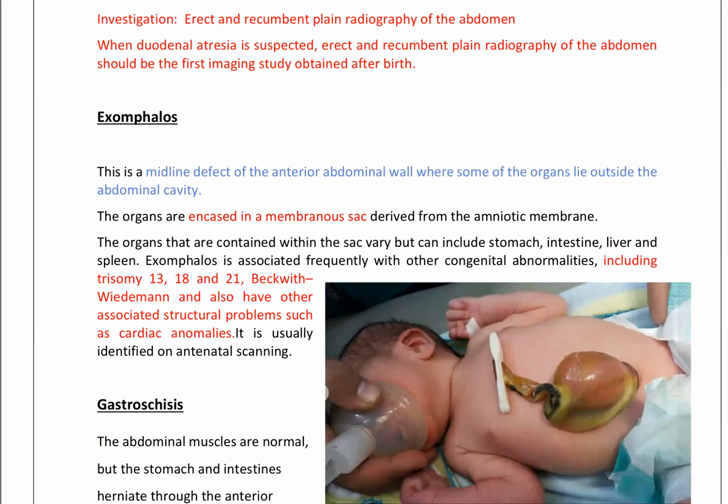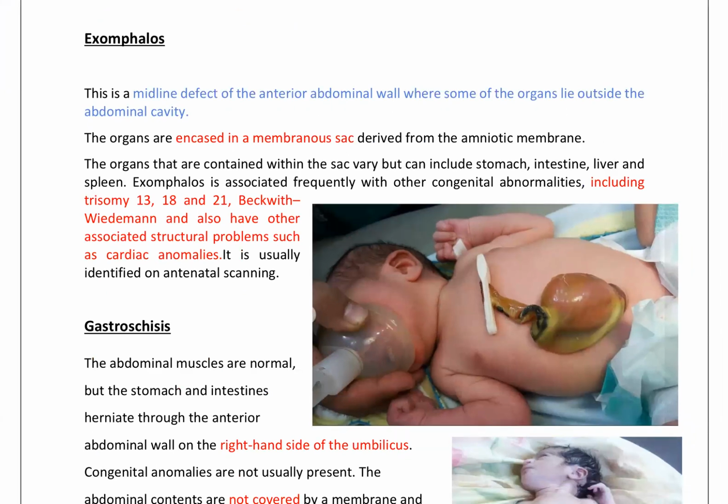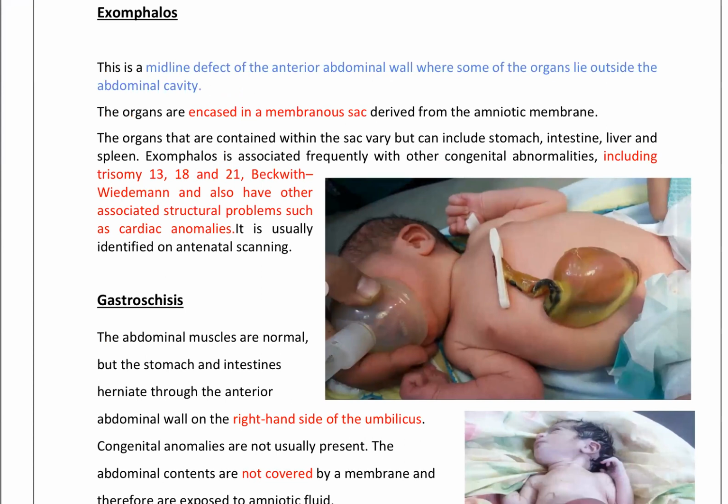Then there is exomphalos and gastroschisis. It is not very important, but some syndrome-related things sometimes come in the exam. So exomphalos is related with some syndromes, but what is it? It is a midline defect. You see, it is a midline defect.